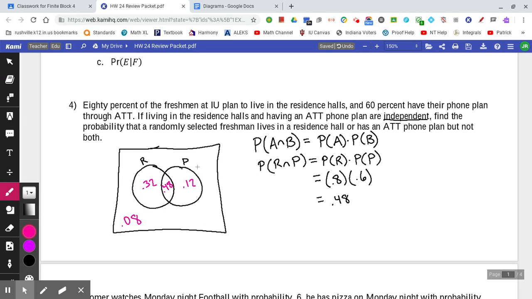All right, so our answer lies within here, but what is the question? It says, find the probability that a randomly selected freshman lives in a residence hall or has an AT&T phone plan, but not both. So that's going to be 0.32 plus 0.12, which would give us that answer of 0.44. So 44% either live in the residence hall or have that phone plan, but do not have both.